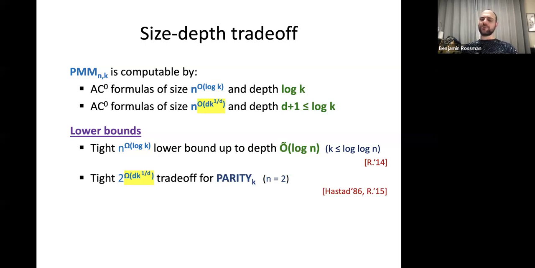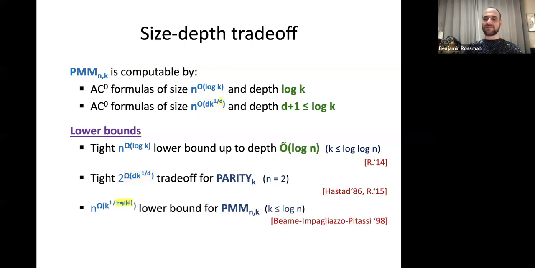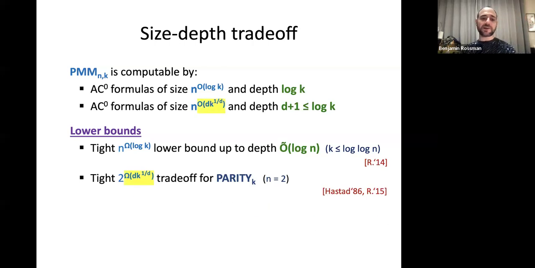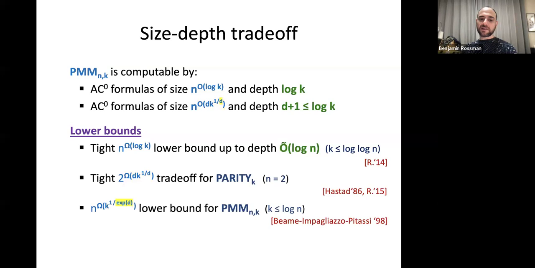The trade-off for circuits, without this factor d in the exponent, was the classic result of Håstad, proved by the original switching lemma. And the extension to formulas was proved more recently. But as for the general PMM_{n,k} problem, when both k and n are growing, the best lower bound known, due to Beame, Impagliazzo and Pitassi, is of the form n to the omega(k to the 1 over something which is exponential in d). This was proved by a special purpose switching lemma, but it has a very poor dependence on d.